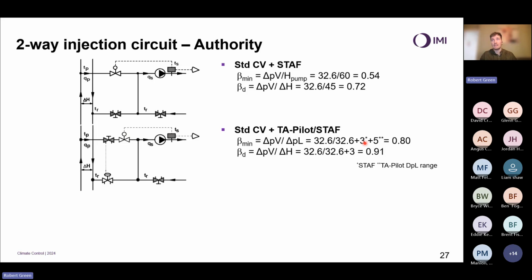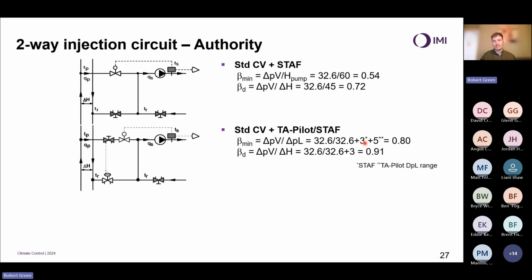So we do get an improvement on paper, but the reality is the difference between an authority, and we'll see about this in 2 weeks' time, of 0.54 versus 0.8 is honestly relatively minimal. You've already got a really good authority at 0.54. Pushing it up to 0.8, you're probably not going to get much additional out of your circuit, but you're kind of paying more to do it.